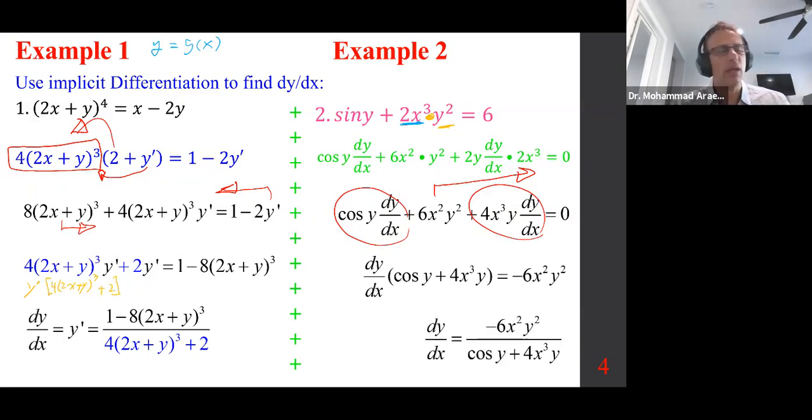As always, when you have a fractional expression, you want to see if there's any way you can simplify it. If you can, you must. If you cannot, you're done.